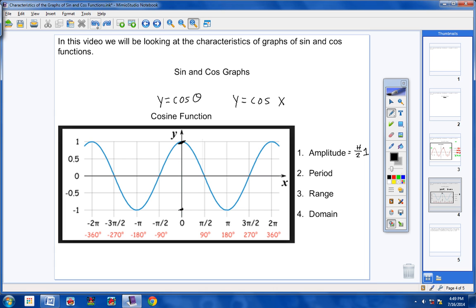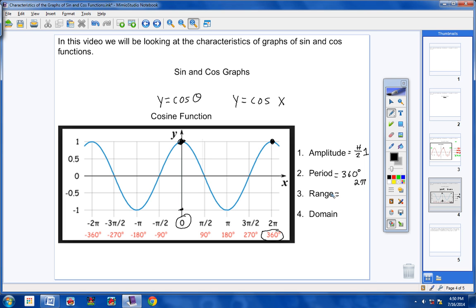Well, the period, let's see what the period is. Let's compare high point to high point, okay? Here's a high point, and the next high point is over here. Well, let's see what the distance is from this point here over to this point here. This point here is at 0 degrees, and this point here is at 360 degrees. So it looks like the period of a normal cosine function is going to be 360 degrees, or you could say 2 pi, okay?